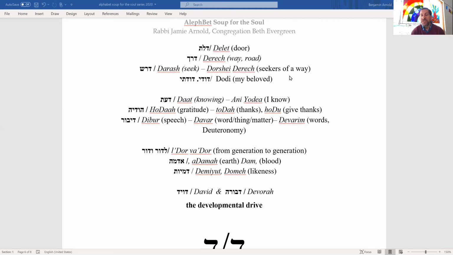Da'at is one of the sfirot, or sort of a sphira referenced in the Tree of Life, and it means to know. La da'at is to know in Hebrew, or ani yodea. So seeking to know, striving to get to know one another, ourselves, God. Da'at nafshecha, and we say in Musar, get to know your soul, is a common expression.